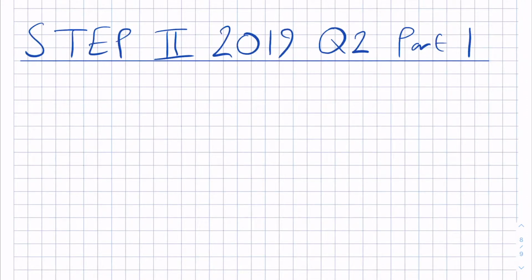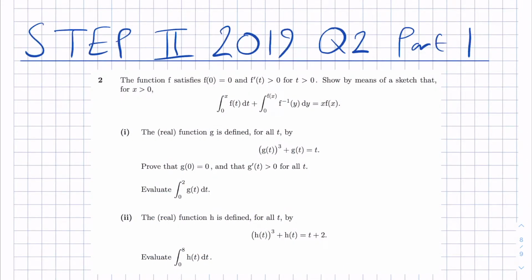This part of the question says, the function f satisfies f of 0 equals 0 and f prime of t is strictly greater than 0 for t greater than 0. Show by means of a sketch that for x greater than 0, the integral from 0 up to x of f of t with respect to t plus the integral from 0 up to f of x of f inverse of y with respect to y is equal to x times f of x.